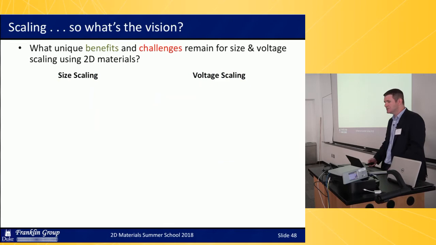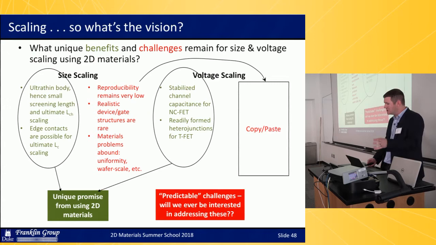So, okay, for the sake of time, I'm going to blast through this slide and just point out that there are good things with respect to size and voltage scaling in 2D, but there are also some serious challenges. And I pose the question, will we ever be interested in addressing these? You know, variability, realistic device structures, material problems that are abounding. I don't know. Right now, no, because all we want to do is the next big shiny thing. And the variability is not a big shiny thing. It's somewhat dull when it comes to getting people excited. But it's just as imperative to do.